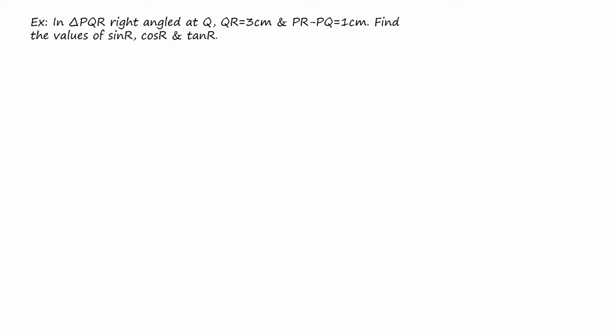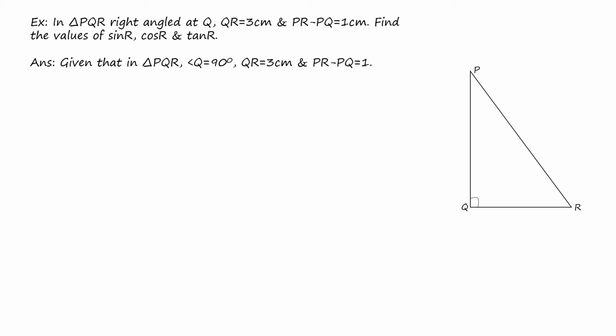Let's see another example. In triangle PQR, right angle at Q, QR equals 3 centimeter, PR minus PQ equals 1 centimeter. Find the value of sin R, cos R, and tan R. Let's draw the picture. Now the given is in triangle PQR, angle Q equals 90 degree, QR equals 3 centimeter, and PR minus PQ equals 1.